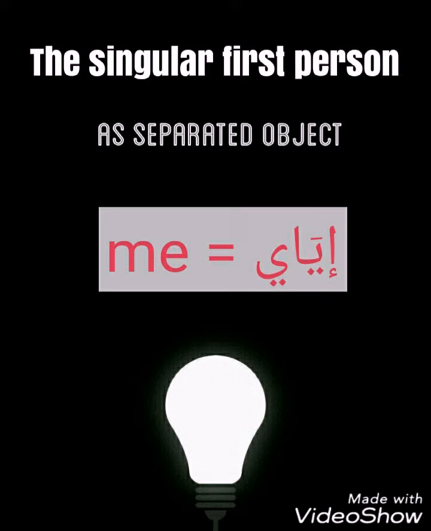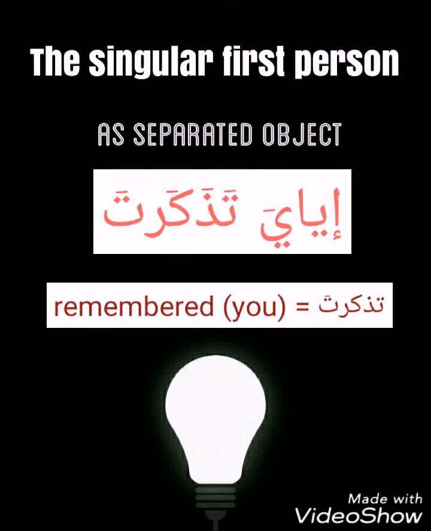إياي or إيايا. It represents the first person in the position of the object. It's also separated, meaning that it's not attached to any other word and comes only at the beginning of the word. For example, إيايا تذكرت.